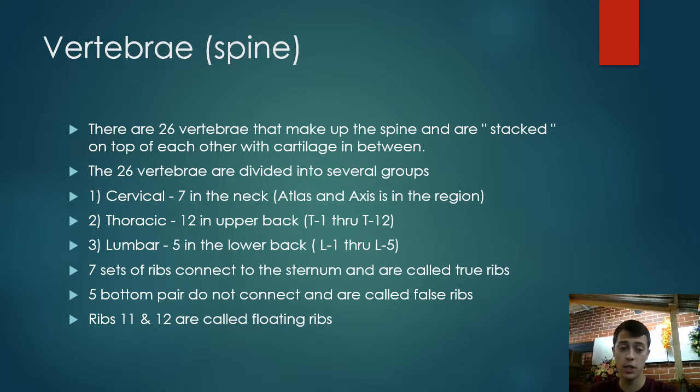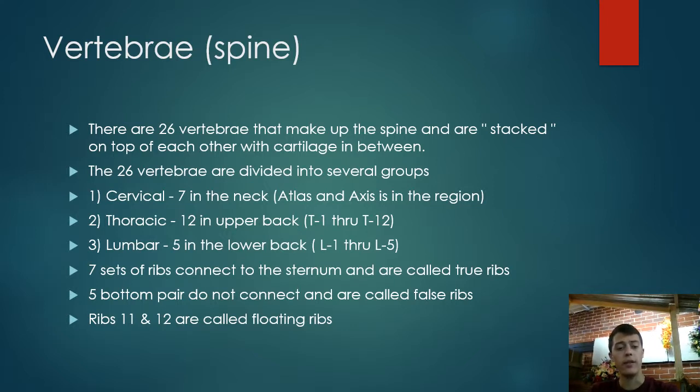The thoracic section is the 12 vertebrae in the upper back, labeled T1 through T12. Number 3, the lumbar section, is the 5 in the lower back, which make up L1 through L5. And then it goes all the way down to the sacrum and then the coccyx, where there are vertebrae as well, and the coccyx is the tailbone.